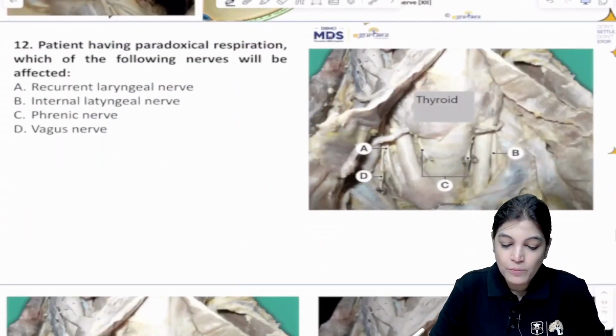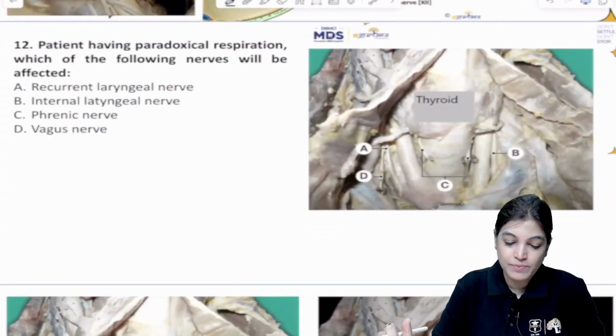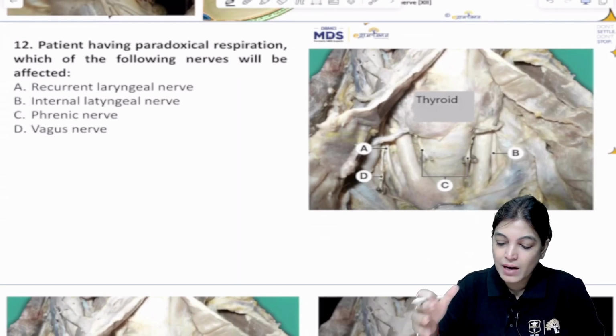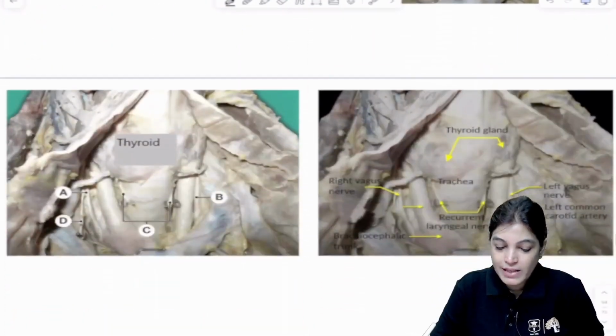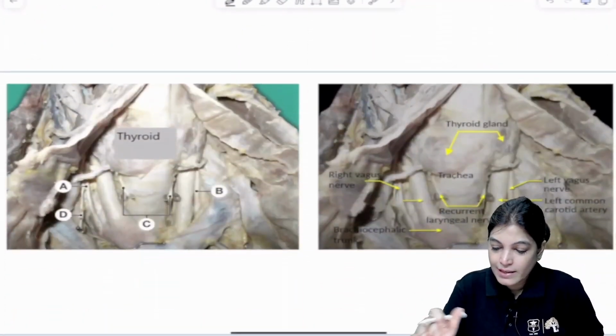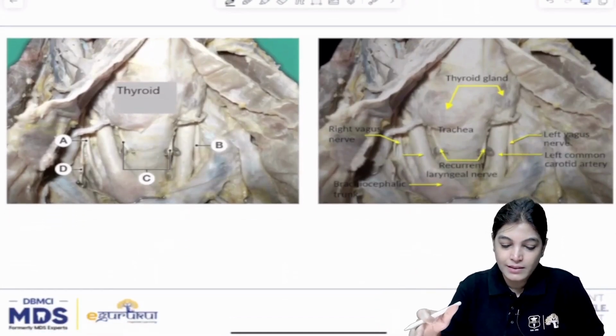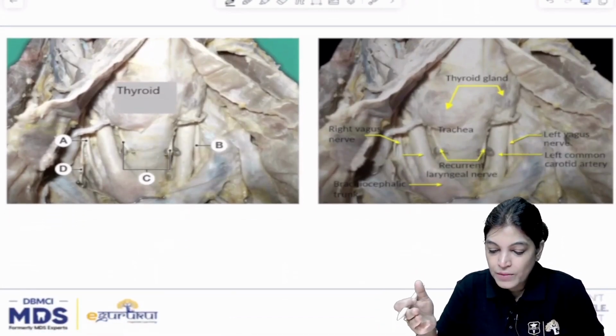Question number 12. Patient is having paradoxical respiration. Which of the following nerves will be affected? Recurrent laryngeal, internal laryngeal, phrenic and the vagus. A, B, C, D is marked along with the thyroid gland. So exactly, if we talk about A, B, C, D, I just want you to show the same image of the cadaveric image so you can correlate on either side and you can mark the right answer.